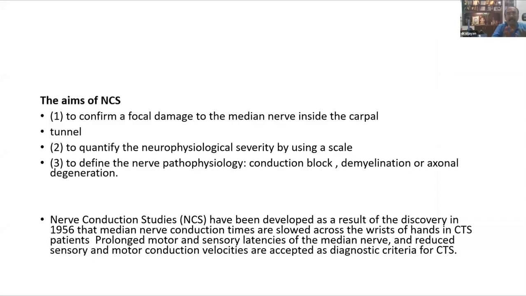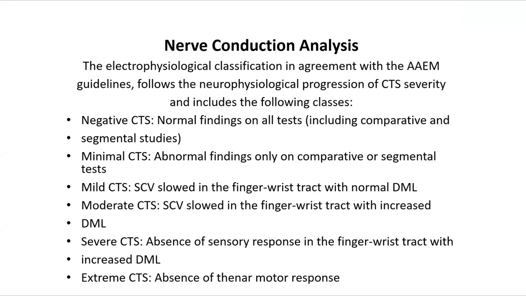The nerve conduction study is, of course, very useful for confirming that there is focal damage of the median nerve inside the carpal tunnel, to quantify the damage using a severity scale, and to define the electrophysiology, whether it is a conduction block, demyelination, or axonal decay. You can see this is a grading. The American Association of Electrodiagnostic Medicine: negative CTS is normal findings on all tests, including comparative and segmental. Comparative means comparing the median and ulnar nerves, ipsilateral, and the median and ulnar contralateral.